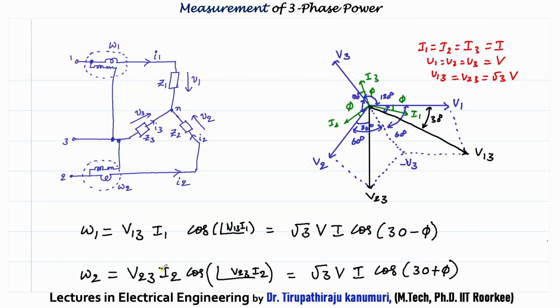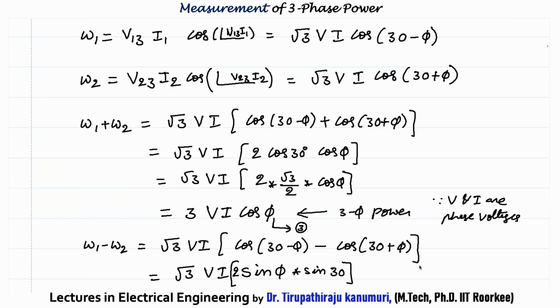So now proceeding to wattmeter 2. Wattmeter 2 is measuring V23 and current is I2. So what is the angle between V23 and I2? V23 and V2, that angle is 30, and V2 to I2 is phi. So total will be 30 plus phi. That's why it will be root 3 times of V into I into cos 30 plus phi. I hope it is clear.